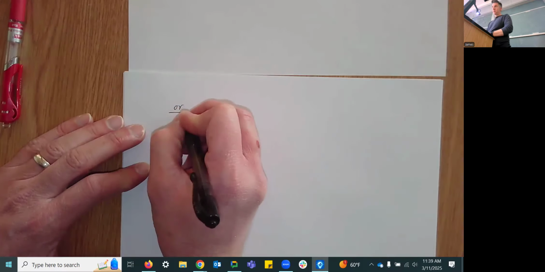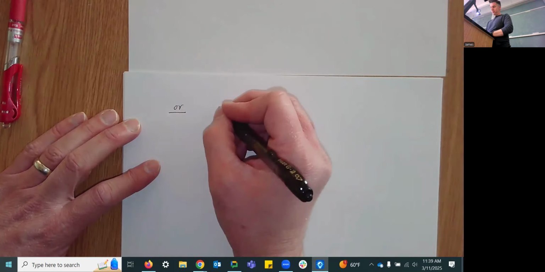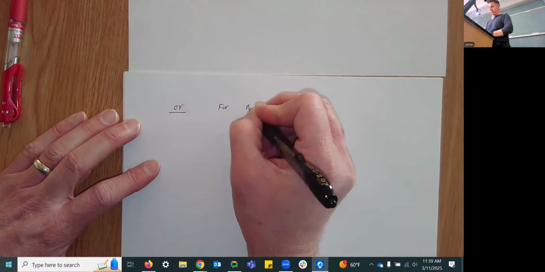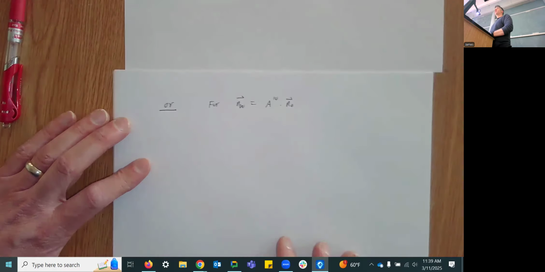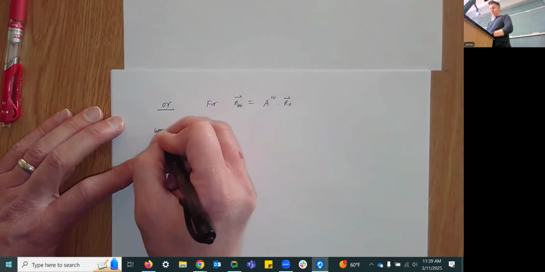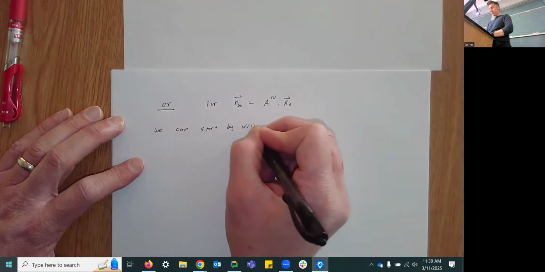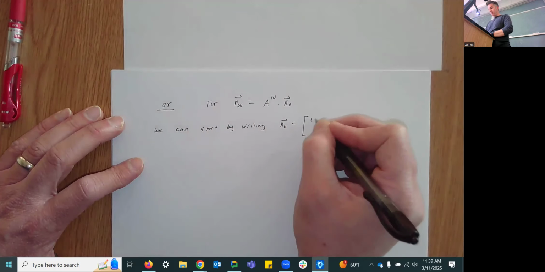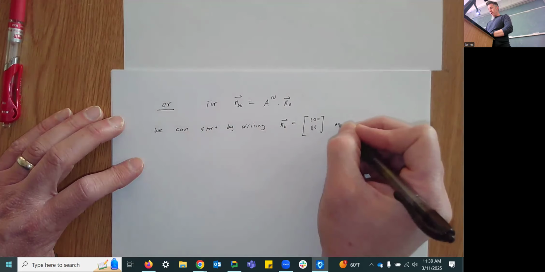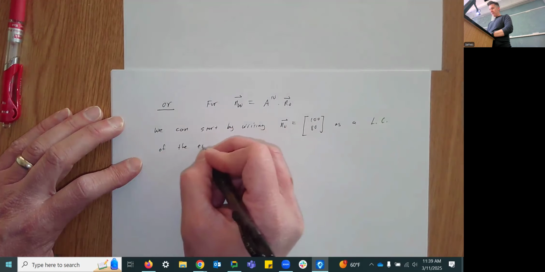Alternatively, for n10 equal to A to the 10th times n naught, we can start by writing our n naught vector, which is 180, as a linear combination of the eigenvectors of A.